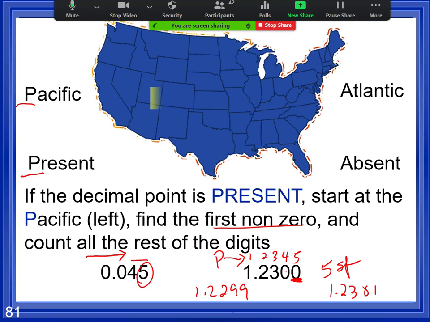So that's a quick and easy way to figure out if the decimal is present. You start at the Pacific and count everything past the first sig fig and beyond. Okay, so that's how you count them. So finding sig figs and counting sig figs, that's what we should have done on Tuesday.